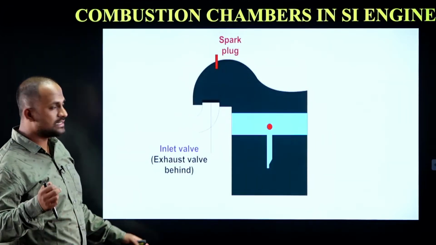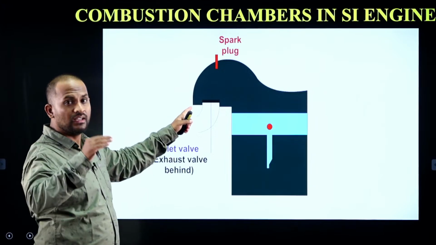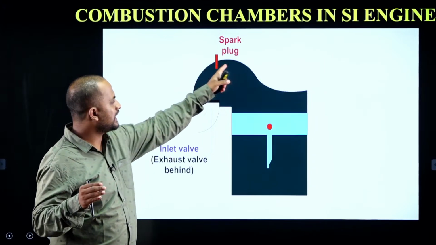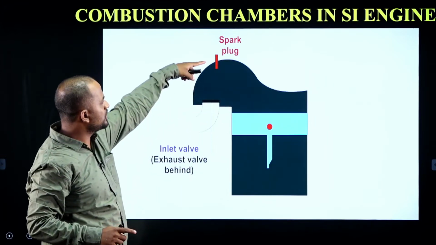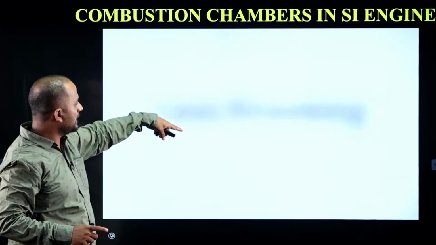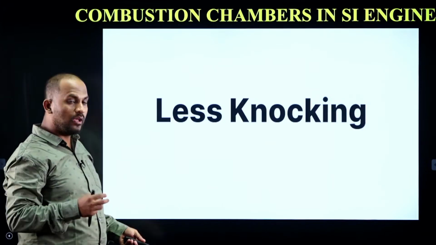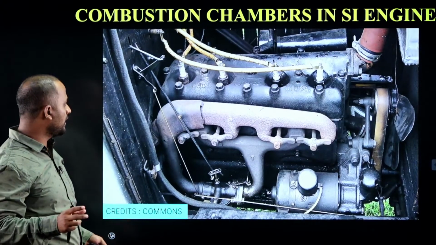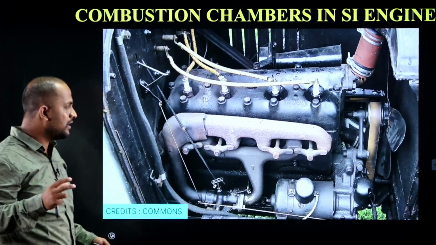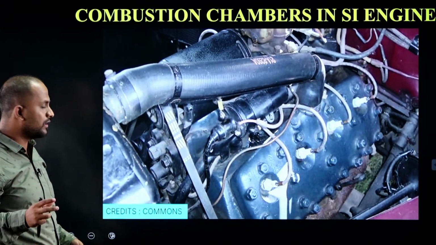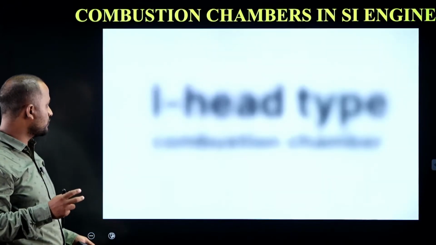So to avoid that, Sir Ricardo changed the design of the cylinder head into this curvature shape. Now the spark plug is shifted exactly opposite to the inlet and exhaust, by which we are able to reduce the knocking effect. When the knocking effect is reduced, the combustion can be done very efficiently. So this type of combustion chamber was used.